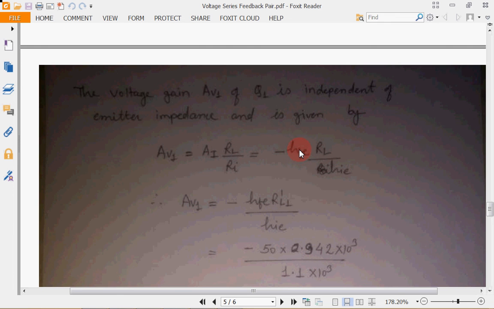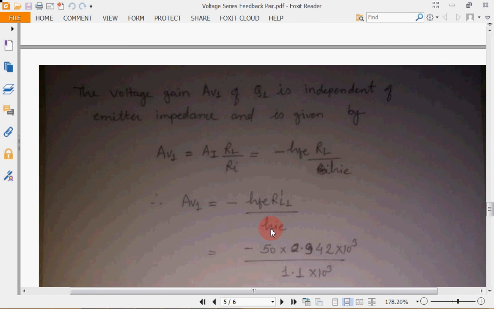Now what is the minus sign indicating here? The minus sign is indicating the 180-degree phase shift between the input and the output. We know that the common emitter amplifier provides a 180-degree phase shift in the output voltage with respect to the input voltage, right? So this minus sign will appear here. Just now we have calculated the value of RL for stage 1, so that is indicated by RL1 prime, and this term will remain as it is, HFE divided by HIE.